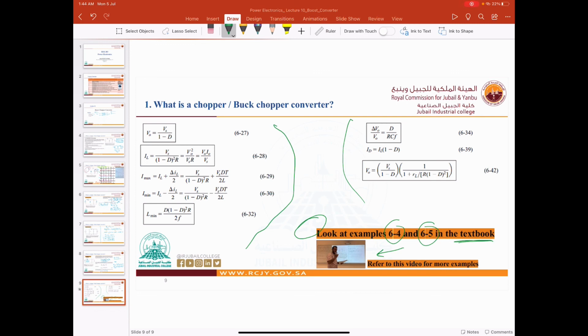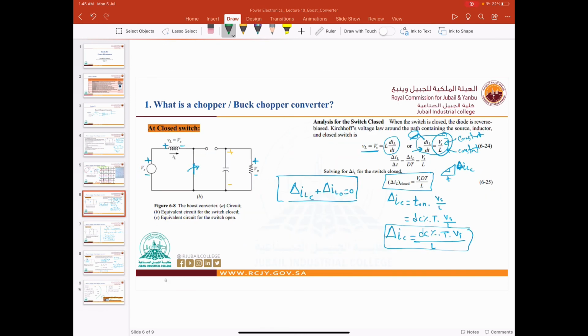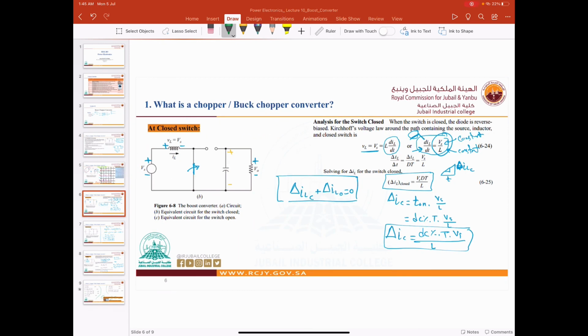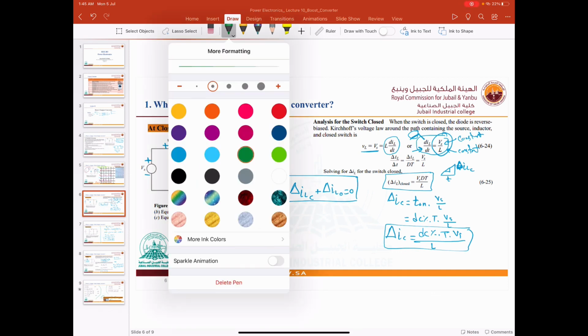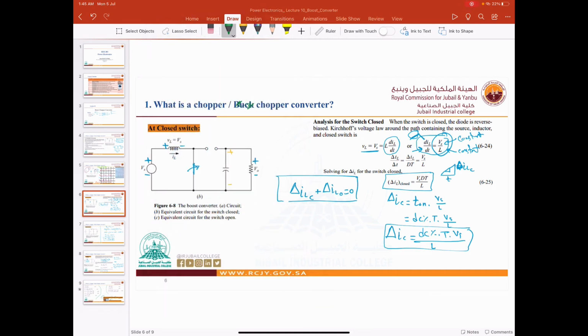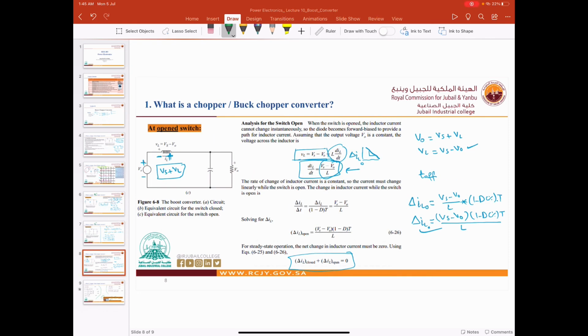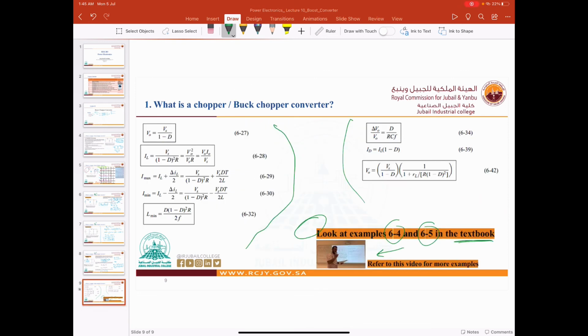Now this is all about the boost chopper. So we need to change this one, it is boost, again here, boost, again here, boost, again here. This is for boost.